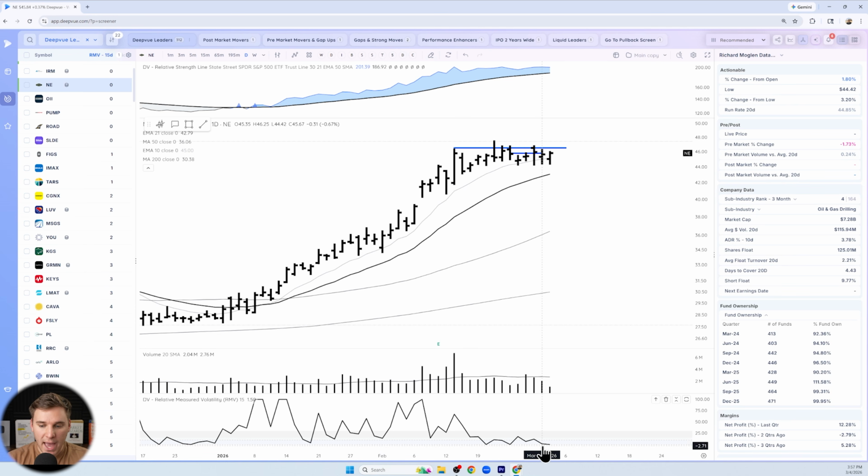And I'll take note of any stocks that have RMV of under 5 to 10, and 0 is preferred. So right now, if you see, all these stocks in these top 5 or 6 here have RMV values of 0. So they're very, very tight.